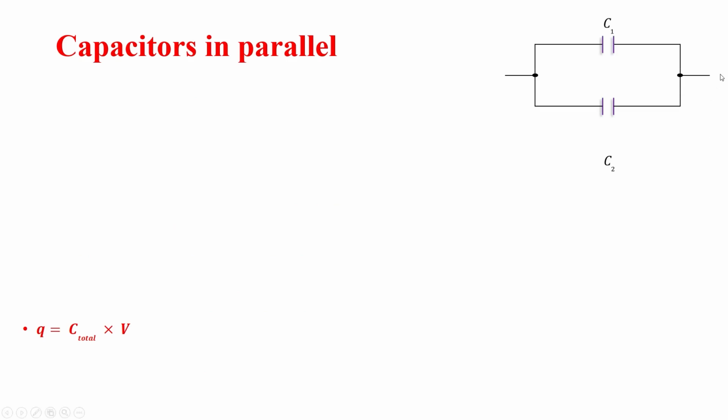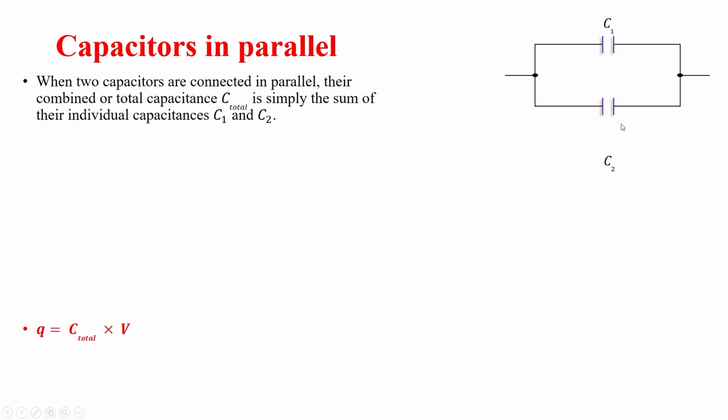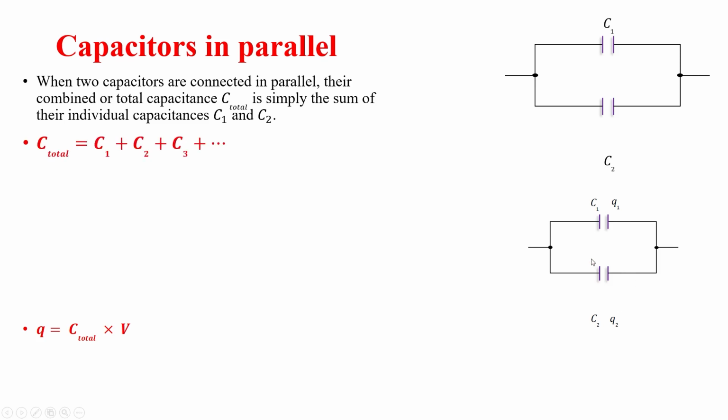In parallel combination, you can see over here both these capacitors are connected in parallel. When two capacitors are connected in parallel, their combined or total capacitance is simply the sum of their individual capacitances, that is C1 and C2. So if there are two capacitors over here, but if there are more than two capacitors, you can add up all these capacitances to find the total capacitance.